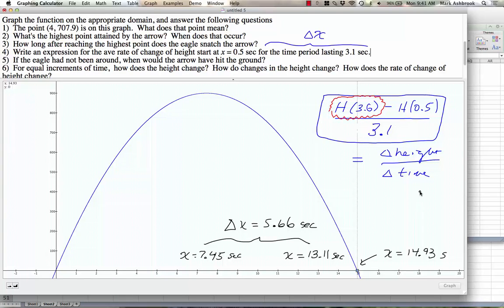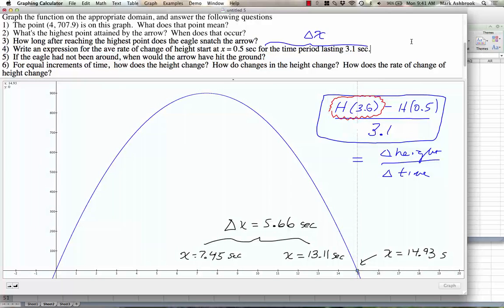Okay. And then just reviewing what we did last time. For equal increments of time, how does the height change? Kenneth, for equal increments of time, we let equal changes in time go by. How does the height change? It increases and decreases. In the first part, for equal increments of time, up to, what did we say? How many seconds was it? Up to 7.45 seconds, equal increments of time means the height goes up. After 7.45 seconds, equal increments of time means the height goes down. Good. You're on a roll.